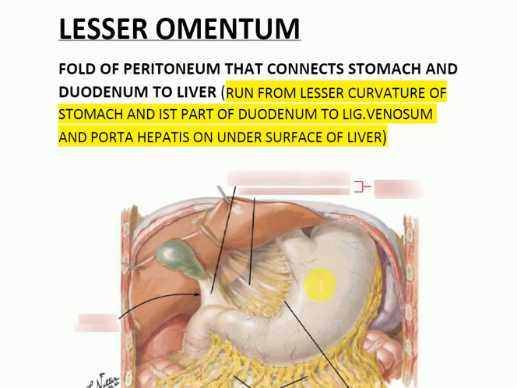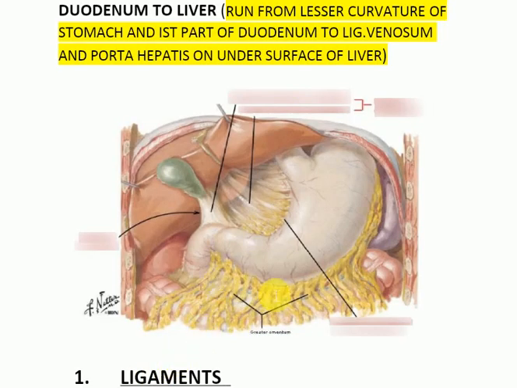This is the stomach. This is its lesser curvature. This is the greater curvature of the stomach. This is the liver, and this is the gallbladder. So the lesser curvature of the stomach and the first part of the duodenum are connected to the liver through the lesser omentum. Greater omentum is this one, which is from the greater curvature of the stomach. It hangs down like an apron, and then it is attached to the transverse colon.